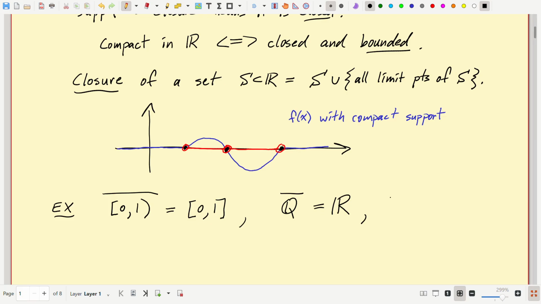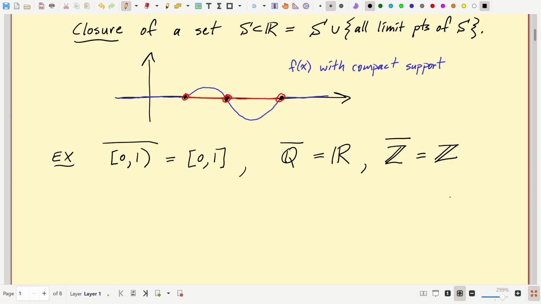If you look at Z, the integers in the real line, those points are isolated. They don't have any limit points. So when you take the closure of the integers in the real numbers, you don't add anything. Nothing gets added. So that gives you a feeling for what that means.